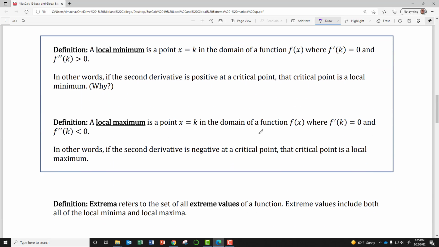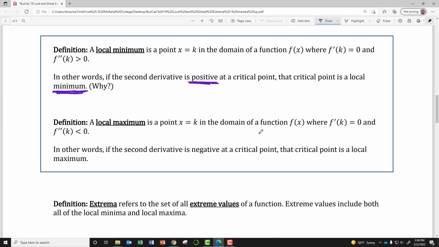Okay, so here's a little bit more formal definition. A local minimum is a point in the domain of a function where the first derivative is equal to 0 and the second derivative is positive. Or we could also say the second derivative is greater than 0. So in other words, if the second derivative is positive at a critical point, then that critical point has to be a local minimum.